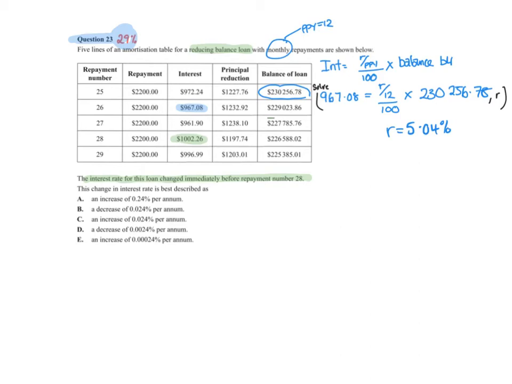So I'm going to do the same and work out the interest rate when it changed. They said right before payment 28, so I know 28 has the new interest change. So once again, I'll use this formula and I'm going to use the new numbers. 1,002.26 equals R over 12 over 100. Do you think it went up or down? Why do you think it went up?